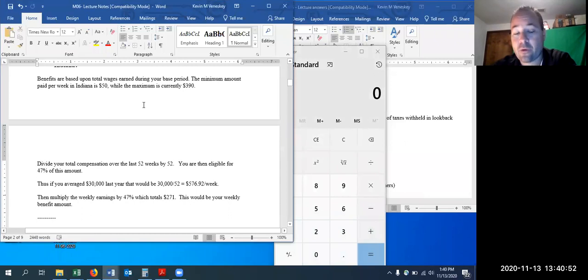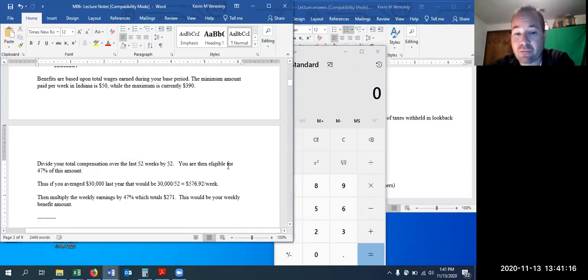All right, so how do you determine where you're going to fall in this range between 50 and 390? What you first do is you look back over the past 52 weeks and you add it all up, and then you divide by the number of weeks to figure out what your average compensation is.